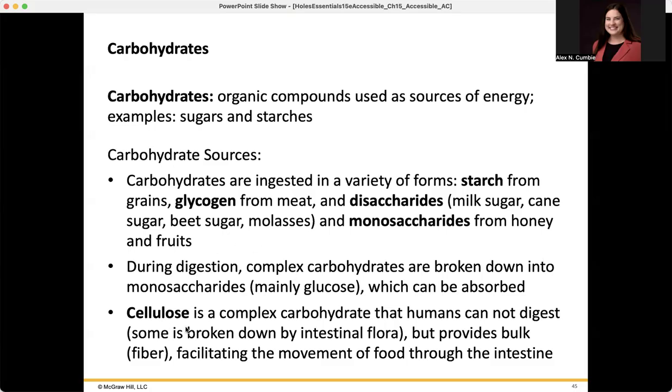Cellulose is another one, which is kind of interesting. This is a really complex carbohydrate found in plants that we can't actually digest ourselves. This is why you can't survive off of eating grass outside. It's very high in cellulose, and your body cannot break it down for nutrients. You do, however, have intestinal flora in your large intestine that can break it down, but not in bulk.